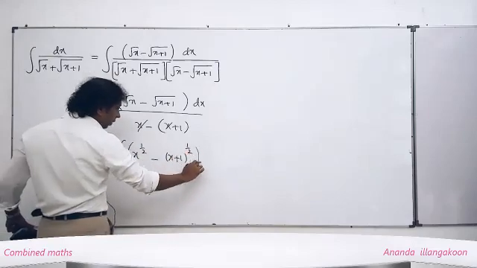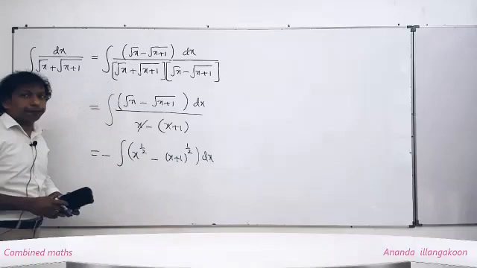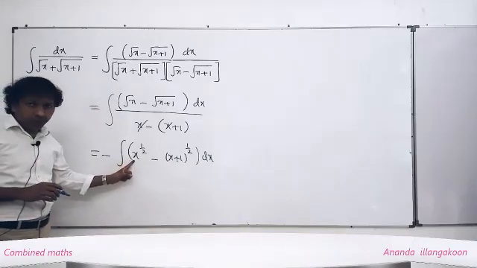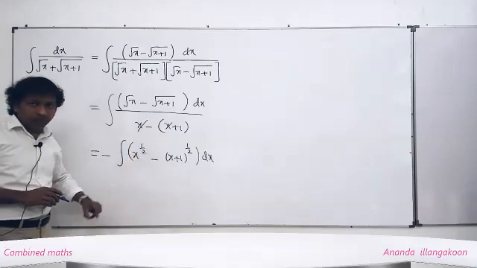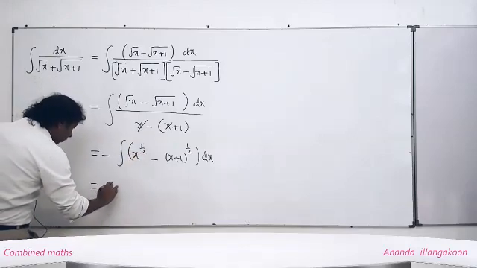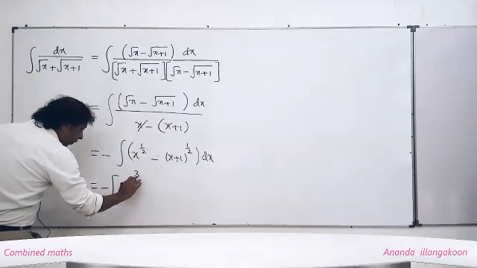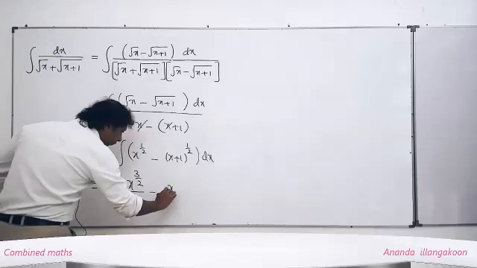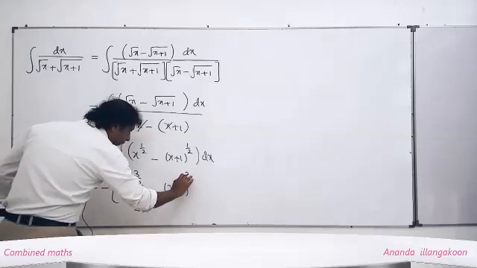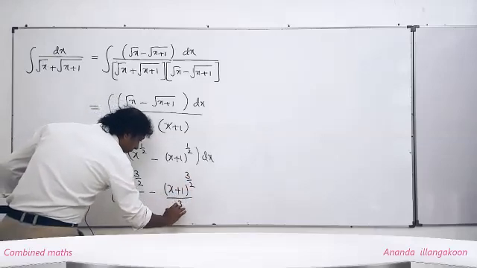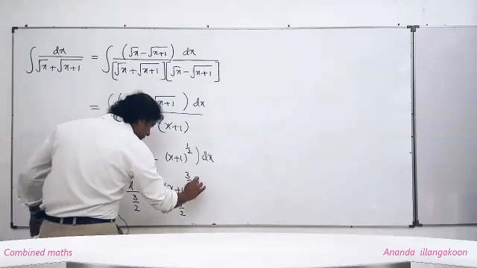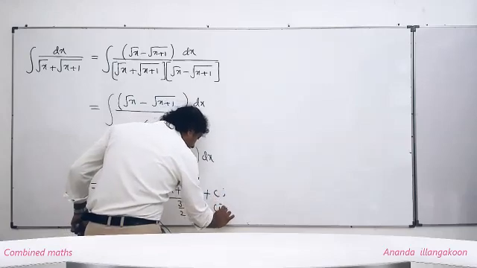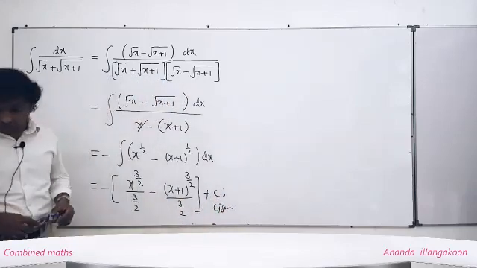This only now we have to integrate. Right? The integration of this you can do by adding 1 to the power and dividing by the same new power. It is minus x to the power 3 by 2 divided by 3 by 2, minus x plus 1 to the power 3 by 2 divided by 3 by 2, plus c. c is any constant, right? Yeah, that you can take.